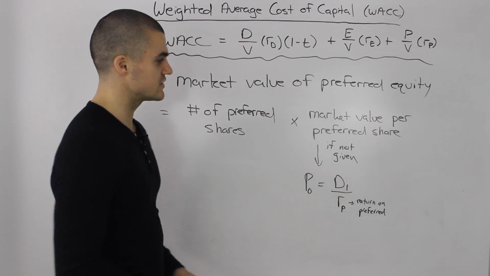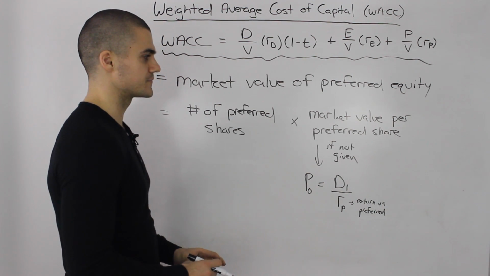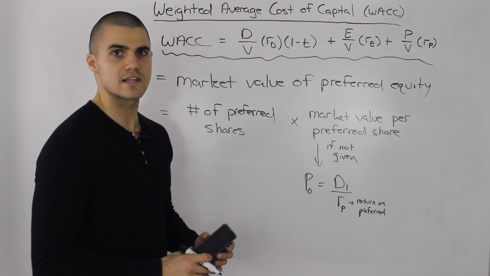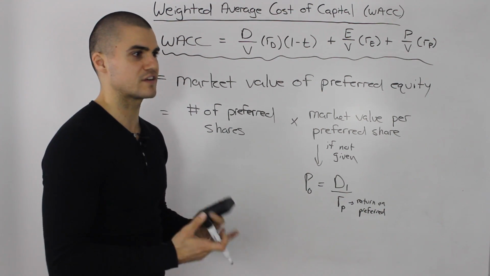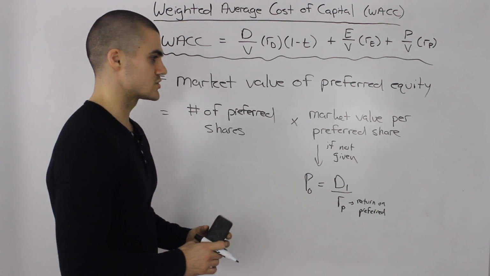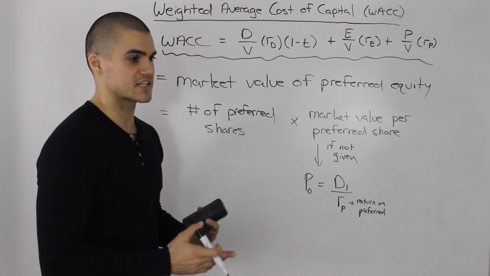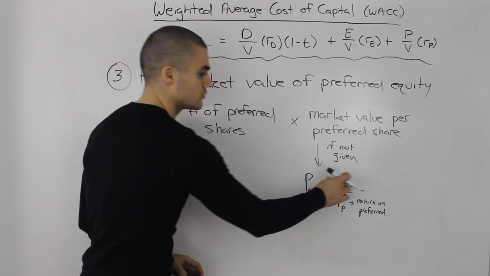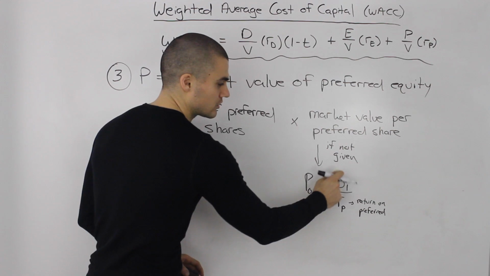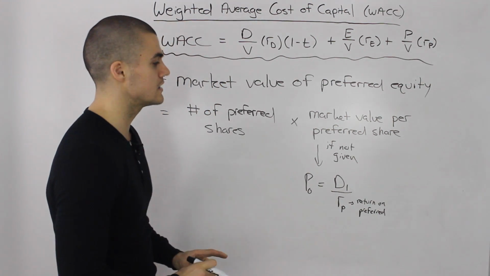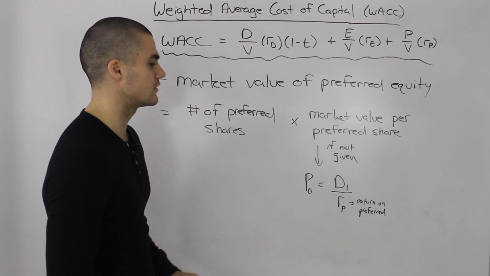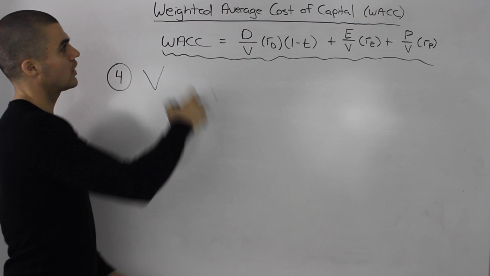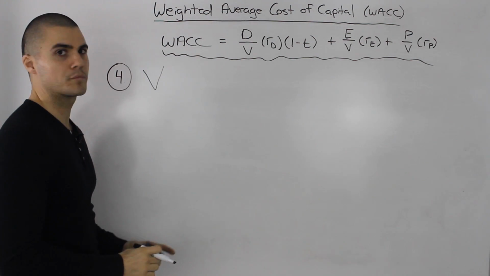Usually the preferred dividend is given to you. Sometimes it's not. Sometimes they'll tell you that the dividend is a percentage of the face value, and the face value will be like 100 usually. So if they say the dividend being paid is 6% of a face value of 100, then this dividend would just be $6. So you may have to do a separate calculation to find the dividend. It'll be really easy. Usually though, the dividends are given, and you just divide them by the return on preferred to get the price.